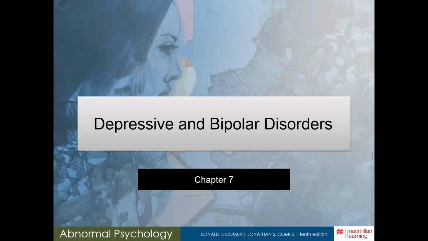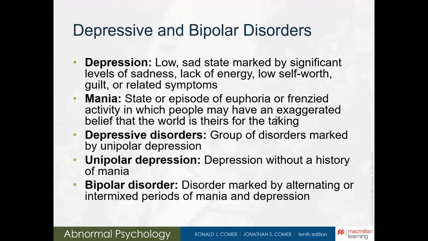Hello, everyone, and welcome. Today, we're going to be focusing on Chapter 7, all about depressive and bipolar disorders. Before we go into the DSM-5 diagnostic criteria of depressive and bipolar disorders and talk about the way in which we can view these disorders and treat them, let's first talk about what defines depressive and bipolar disorders.